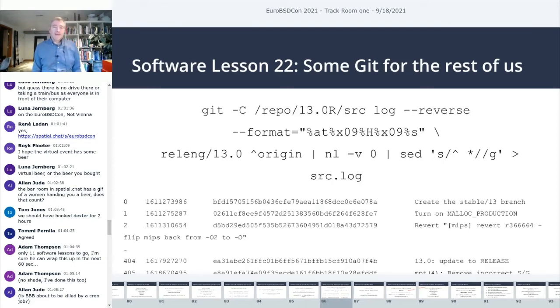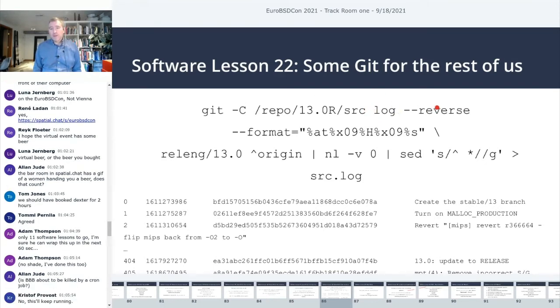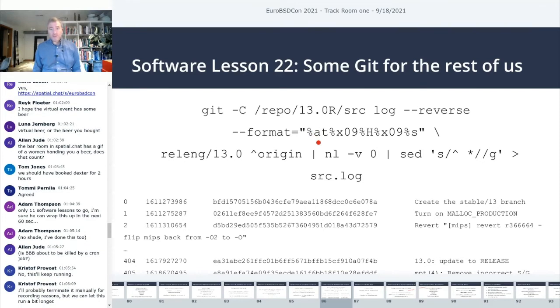But here's where it gets interesting. So I'll run through this: git -C, go in this directory. Yep, okay, fine. Log. Log is very interesting. I went with reverse order. What did I just format for the syntax? Oh, for dtrace, I formatted the output syntax. So you've got your Unix timestamp, a Unix date. Ooh, I know Unix. The hash and the summary. Okay, well, let's clean that up. So we jump into this branch. We start at the beginning of that branch, such as create the stable/13 branch as our first entry.